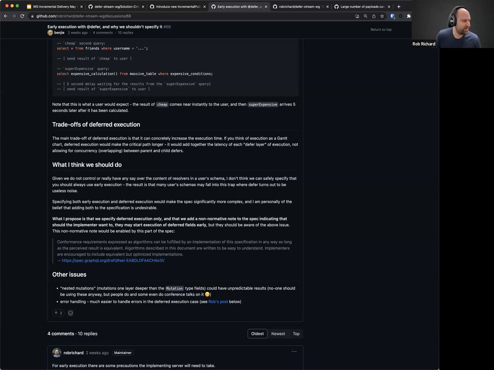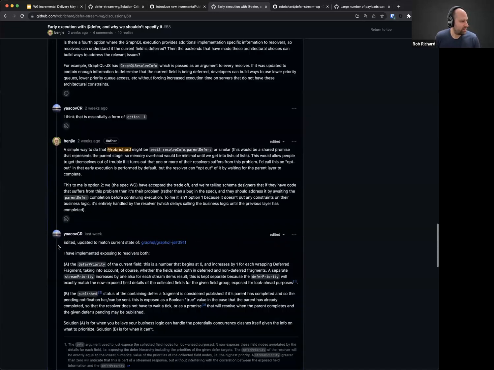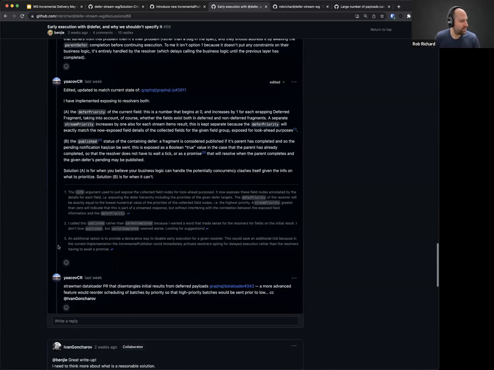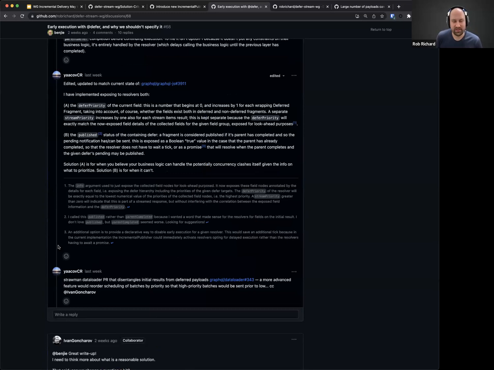I think that we could do implementation-specific things, like put stuff in the data that we send to resolvers, so you know that a field's being deferred, have a way to await it, or have a way to set up separate queues based on that, something like that. I don't know, that's where my thoughts are right now.